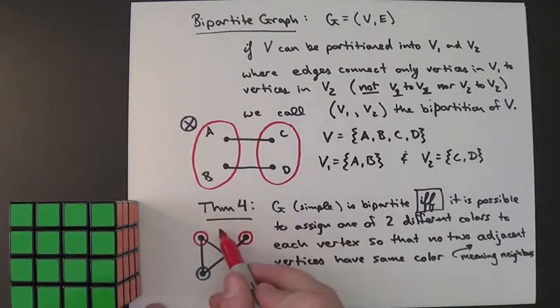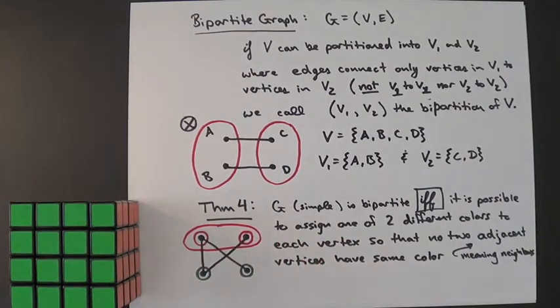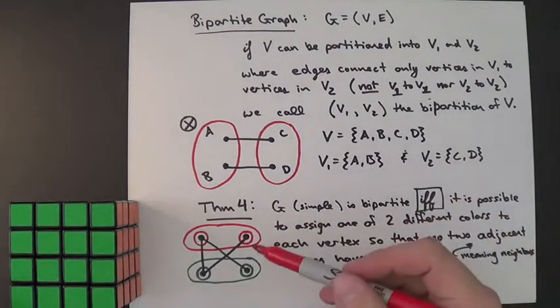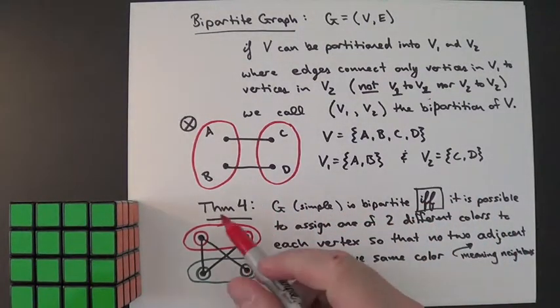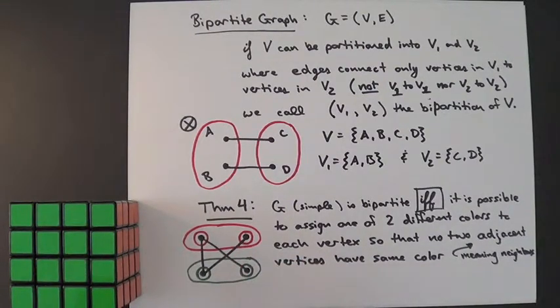So if we look at these two versus these two, we could check and make sure it's bipartite. This vertex only connects to this vertex, which are in different partitions. This vertex only connects to this one and to this one. Again, vertices in different partitions, and the same going across here. So indeed, this is bipartite.